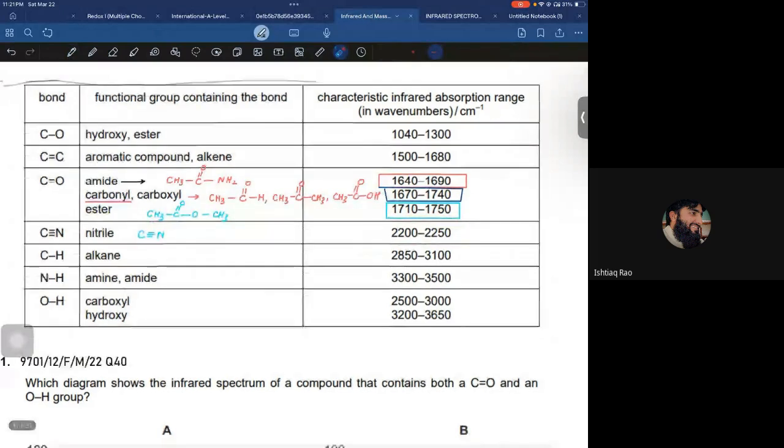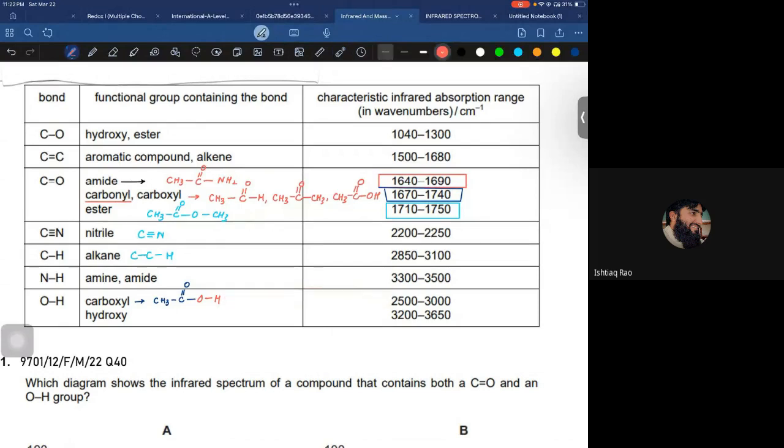If you have an alkane, like the C single bond H, you will see the peak at this. And if you have amine and amide, you will see the peak at this. This is very important: OH in alcohol. So if the OH is present in a carboxylic acid, I'm talking about this OH, I'm talking about this OH.